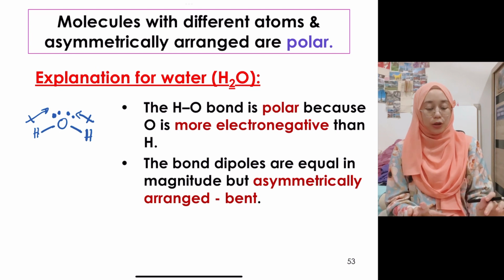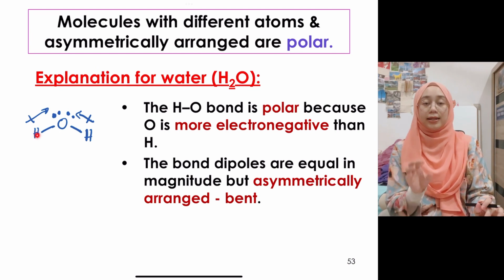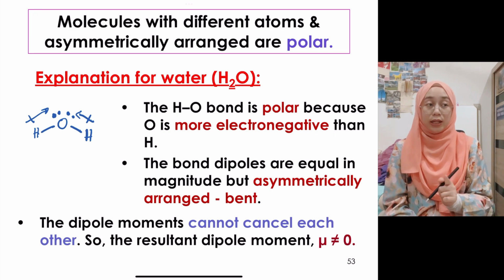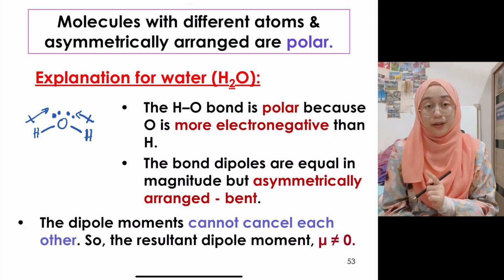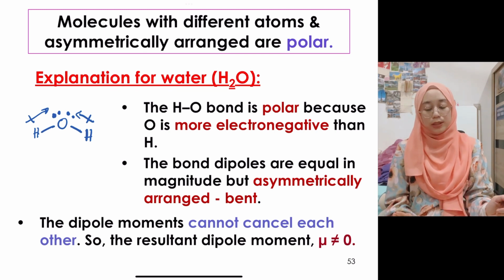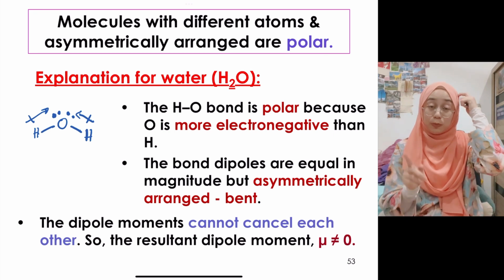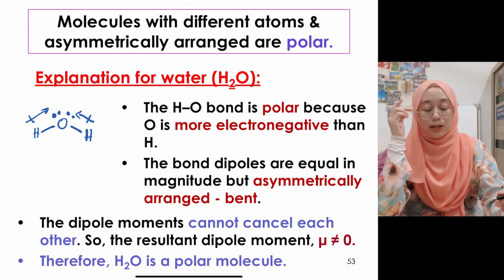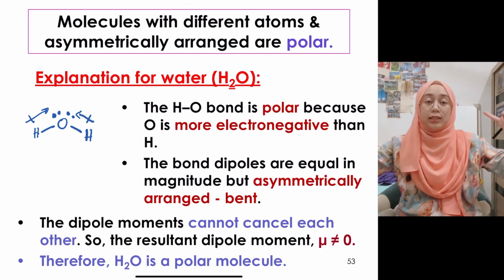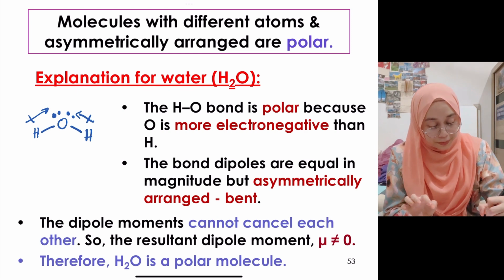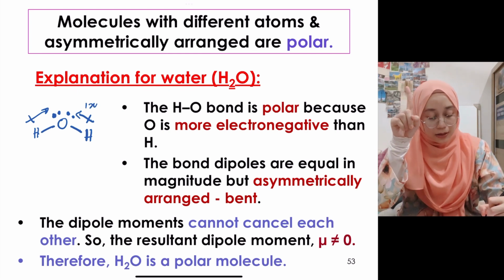So this is an example of a molecule with different atoms, but it is asymmetrically arranged. Even though the terminal atoms are the same, it is asymmetrically arranged. The terminal atoms in CO2 earlier were also the same, but it is symmetrically arranged. This one is asymmetrically arranged. So the dipole moments cannot cancel off one another, so the resultant dipole moment mu does not equal 0. Therefore H2O is a polar molecule. Basically it is like this, because both point upward. So let's say the dipole moment value is X. If this one is X, because it points upward, it becomes positive X.